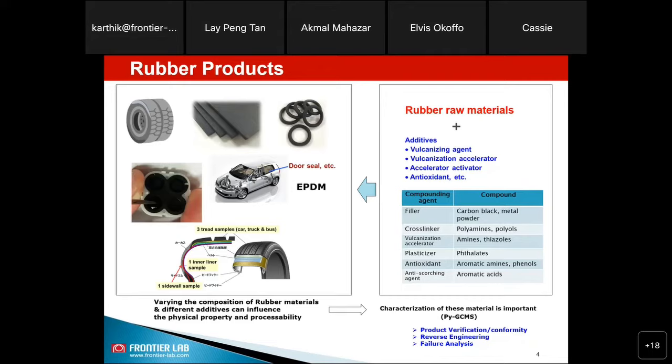So the chemical characterization of rubber materials is meant for determining the type of rubber used in the material, and also the different types of additives present, based on which the quality of the material can be checked for the intended purpose.